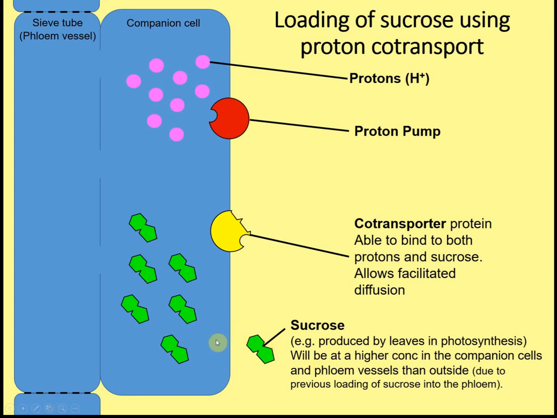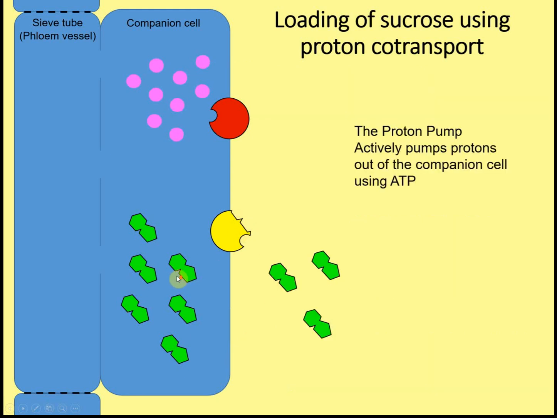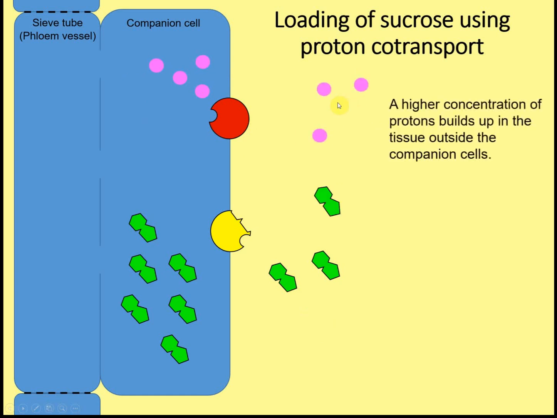It also can't move by simple diffusion because, remember, the phospholipid is going to stop sucrose from moving, so we have to use some sort of carrier protein anyway. So let's model it through. The proton pump is going to actively transport protons out of the companion cell and into the area around the cell, so the apoplast, or the fluid surrounding the cells. That means that we're going to end up with a higher concentration of protons building up outside the companion cell than inside. So now we've got a proton gradient between the outside of the cell and the inside of the cell.